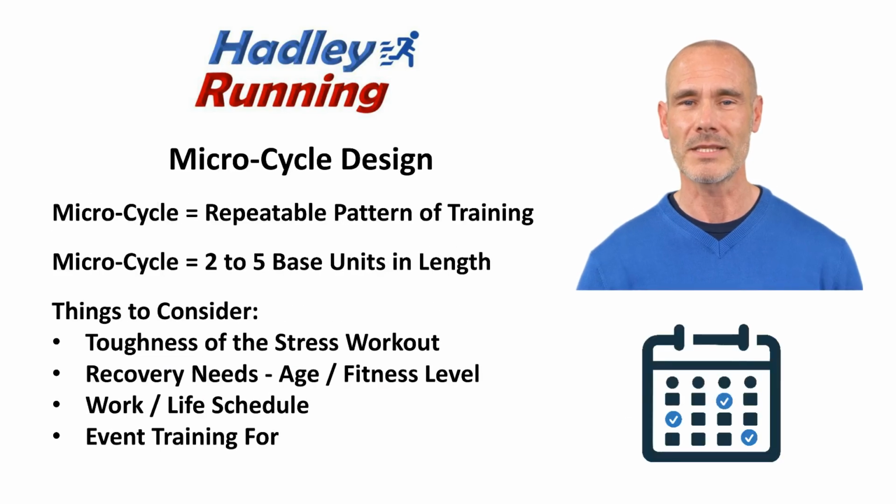The next step then, in setting up our training schedules, is to decide what our microcycles look like. A microcycle is a repeatable series of between 2 and 5 base units. We need this for planning purposes and to make sure our training is sustainable and predictable.